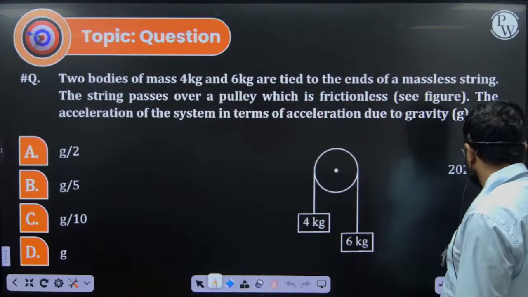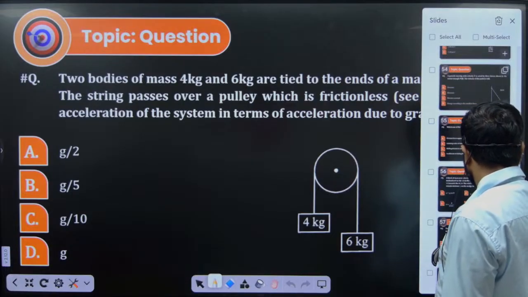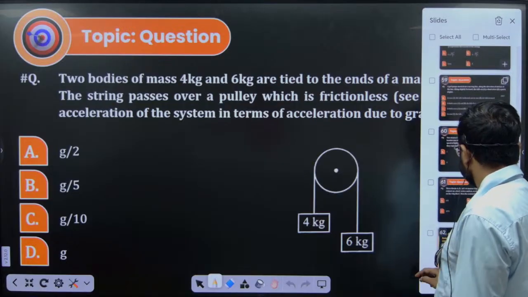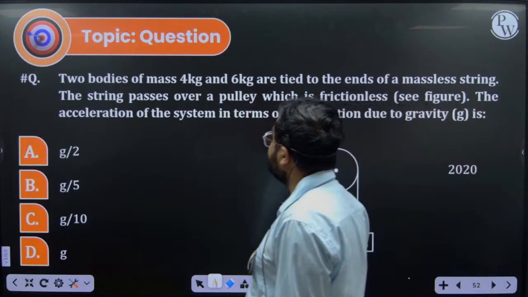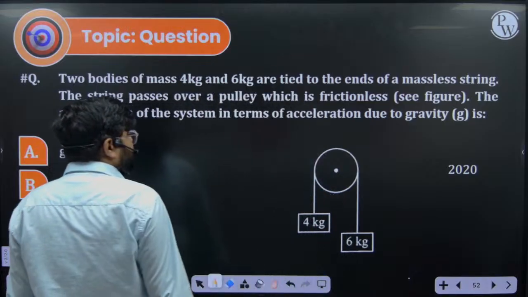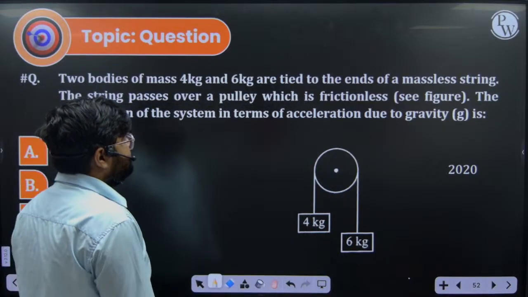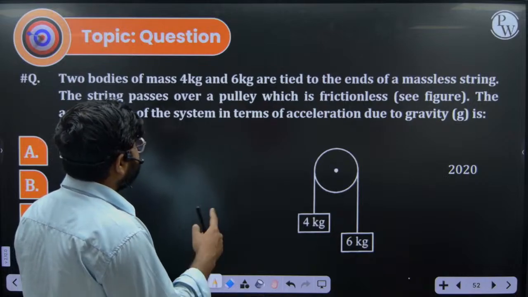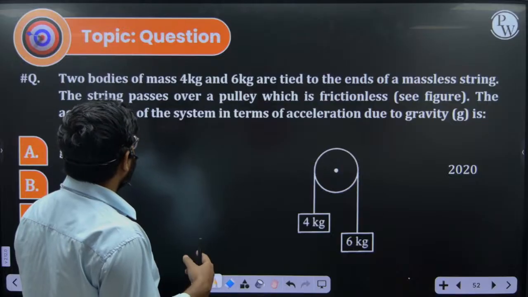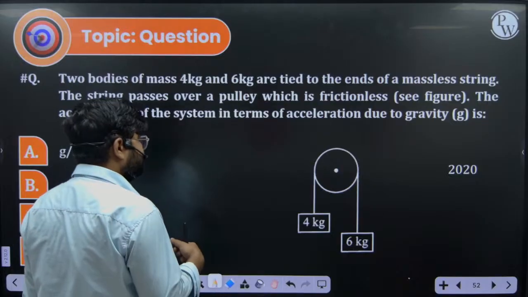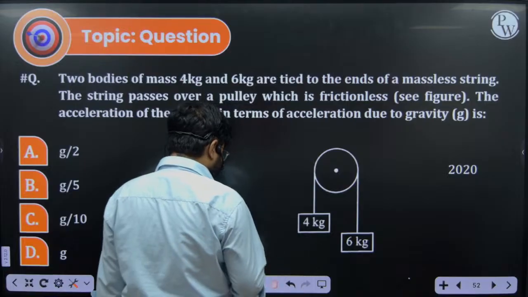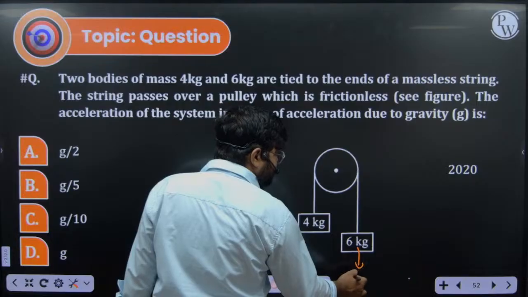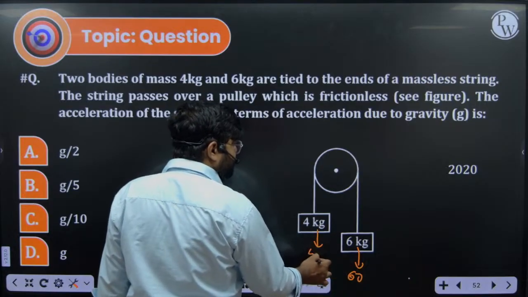Another question for us. We have two bodies, masses 4 kg and 6 kg, tied to the ends of a massless string. The string passes over a pulley which is frictionless. The acceleration of the system we have to find. We solved this type of question. So mg here is acting as 60. Here it is acting 40.